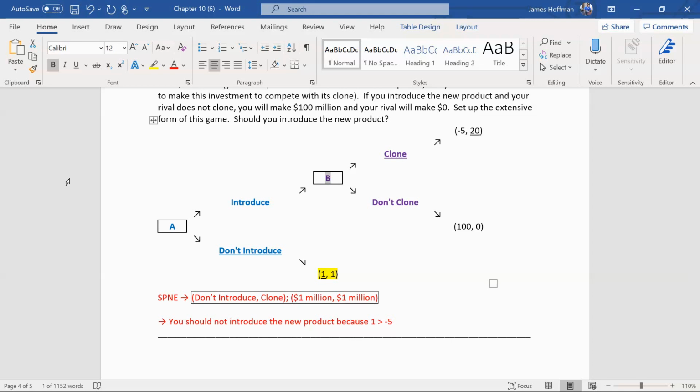So if the second mover had a choice of clone and don't clone, let's see what they would do. If player B was given a choice, player B could clone and get 20, or player B could not clone and get 0. So it's pretty clear that what player B is going to do is clone and get 20. Player B's clear best option is to clone and get 20. Highlighted that.